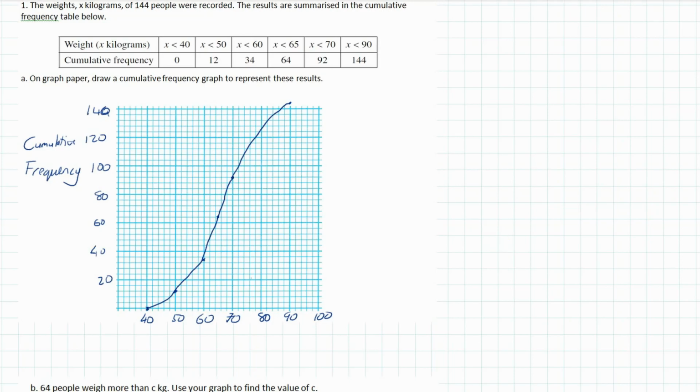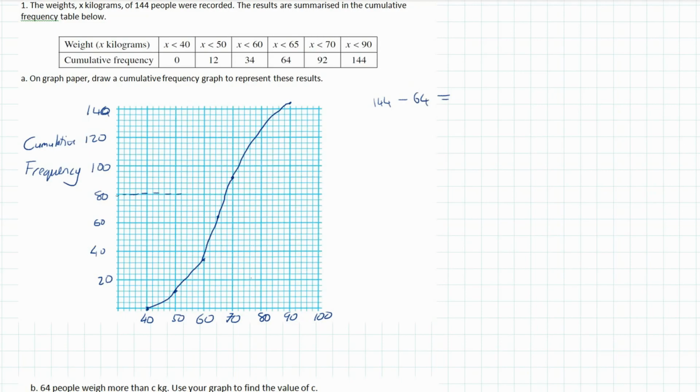Okay, now let's take a look at what we need to do next. 64 people weigh more than C kilograms. Use your graph to find the value of C. Okay, 64 people weigh more than it. So what you want to do is find, where do we have 64 more people? If you look at the top, it's 144. So if we just take away 64 from that, that'll get us the point that we need to be at. 144 minus 64 gives us 80. So we want to go to the 80th person.